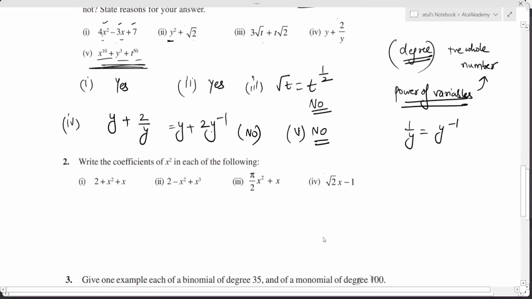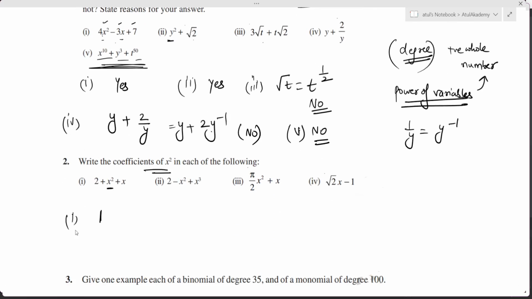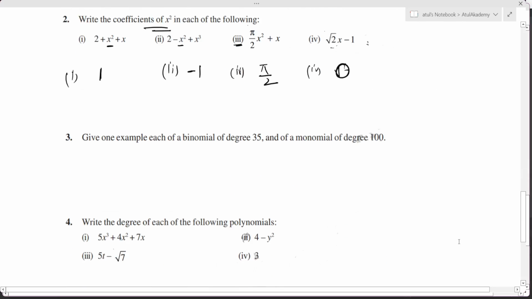Let's move to the second question. Coefficient of x square. That's easy. First part, coefficient of x square is 1. Second part, it's minus 1. Third part, it's pi by 2. Fourth part, it's 0, because there is no x square only. So you will say 0. Is that clear, everyone? Let's move to the next question.